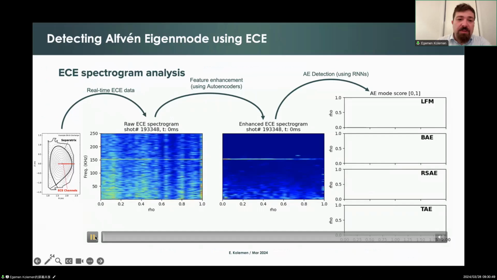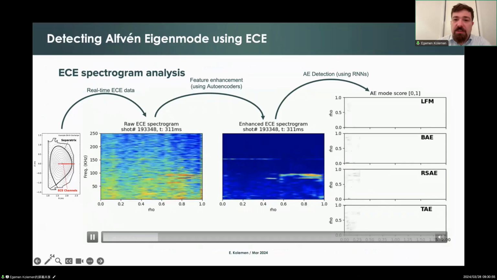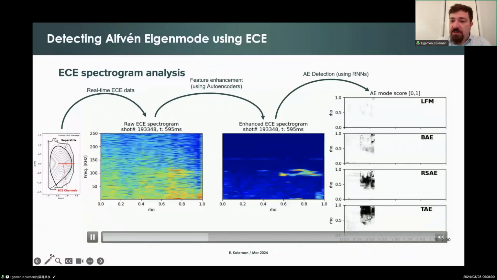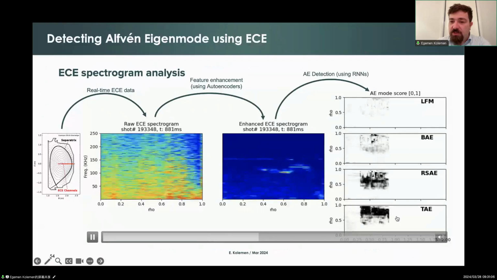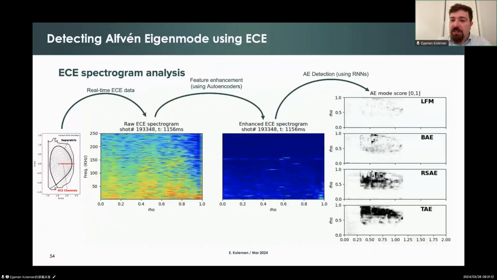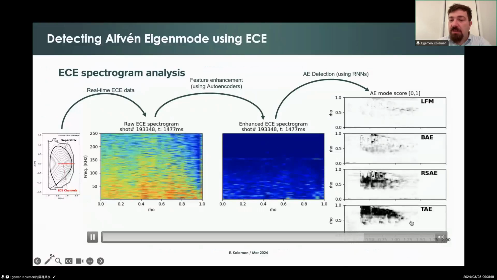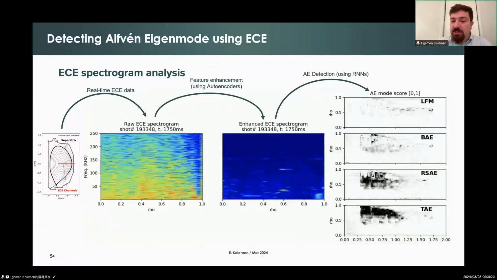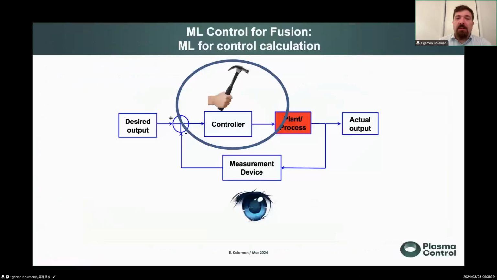So how does it work? This is what the raw data looks like. This is the clean data using autoencoders. And you see that here I predict there's an RSAE and a TAE. This is at the edge. Oh, this is moving inwards. This mode is moving inwards in time. And now it disappeared. So it moved inwards and then it just died off. So you can now detect and predict these modes as they come out, and see where they are.